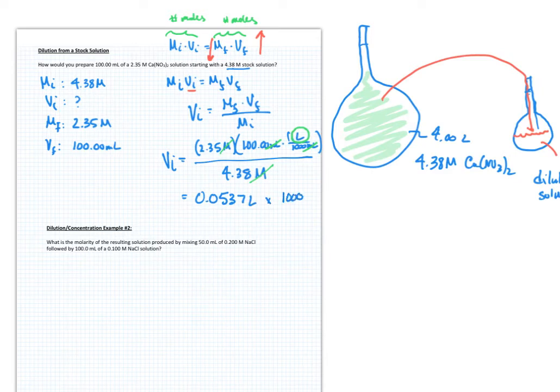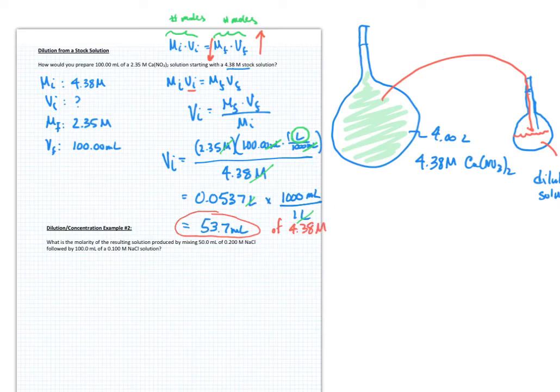I want to find out how many milliliters this is going to take. So I'm going to multiply times 1,000 milliliters divided by 1 liter. Once again, liters cancel liters, and I'm going to get 53.7 milliliters. All right, so what does this mean experimentally? How do we actually do this experiment? Really, what does that 53.7 mean? That is 53.7 milliliters of the 4.38 molar solution.